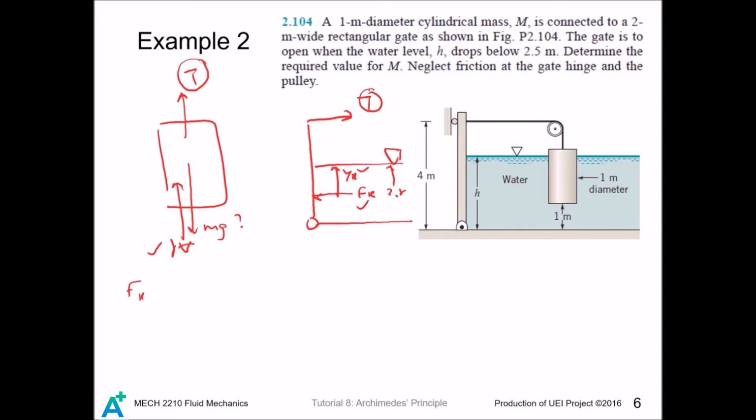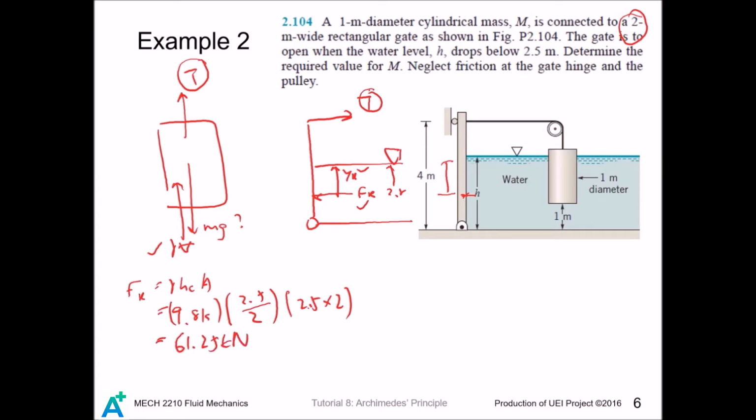So we start working. FR equals gamma HC A, that is for water, 9.8 kN. HC is the location of the center of the gate, and that is half of H. And the area is H times the width of the gate. So we write down 2.5 times 2. And with the calculator, we find that this is 61.25 kN.